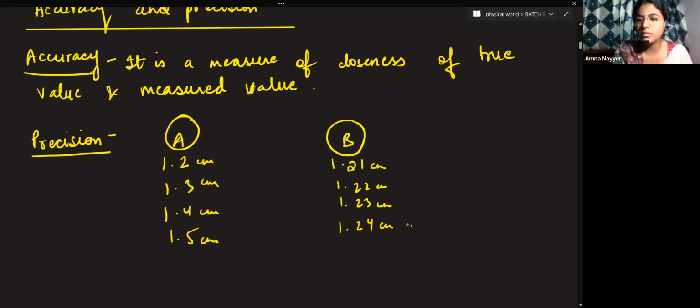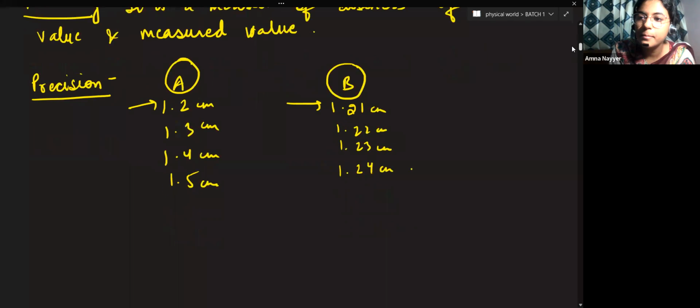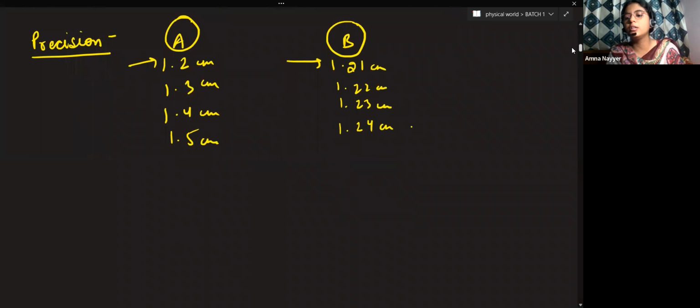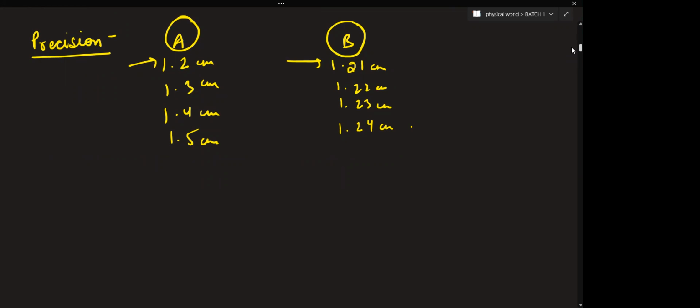So whom should I trust? Will I be able to trust A more or B more? Whose value should I depend on, according to you all? The person giving me 1.2 centimeters or the person giving me 1.21 centimeters? Yes, Fahad, you tell us. 1.2 centimeters or 1.21 centimeters? 1.21, because it's more precise.